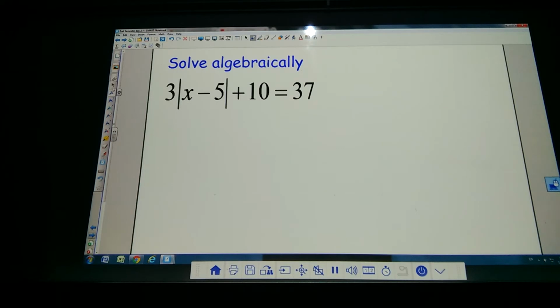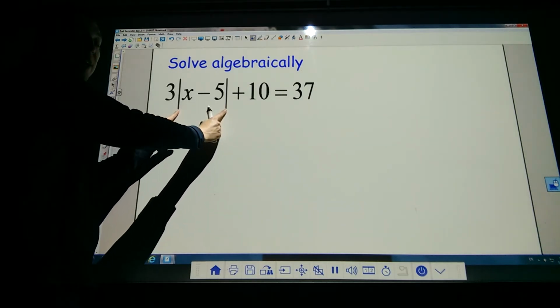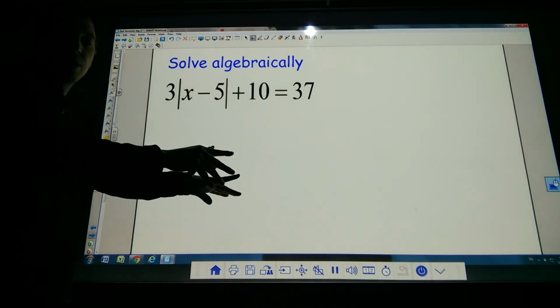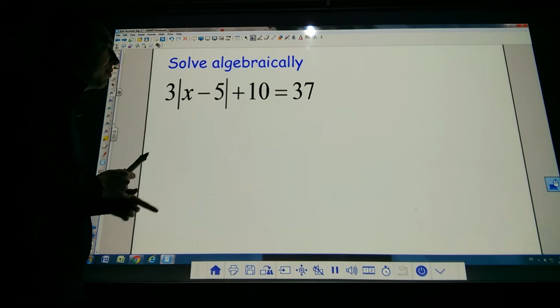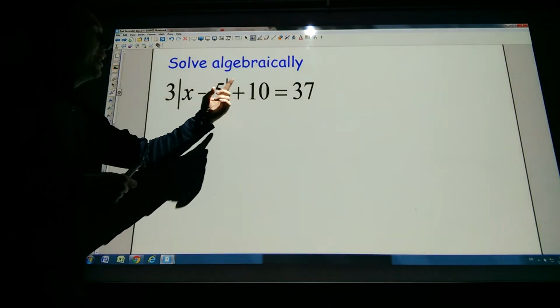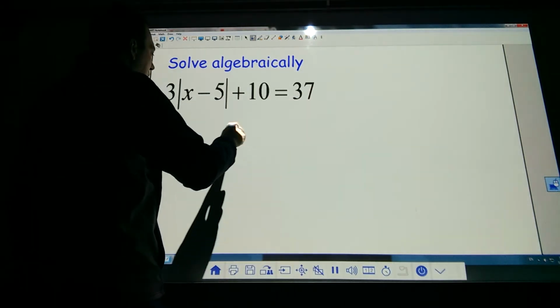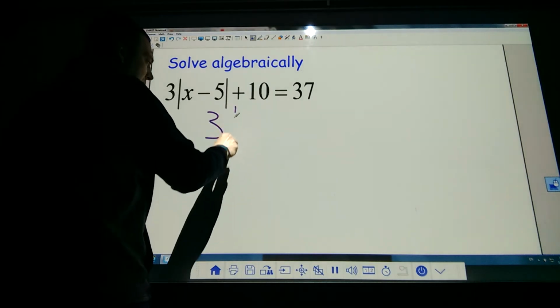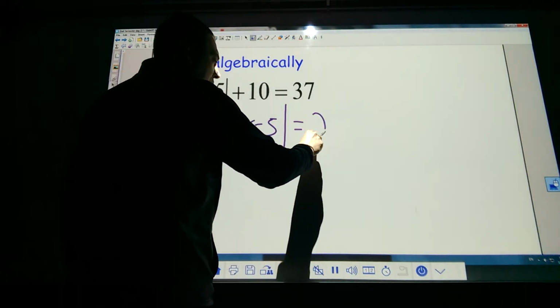All right, we've done this type of problem before. We did it yesterday, but it was simpler. We need to get the absolute value by itself first. So I'm going to have to move stuff over by doing the opposite. What do you think I get rid of first, the 3 or the 10? It's the 10. I'm going to subtract 10 from both sides first. So I'm going to have 3 times the absolute value of x minus 5 equals 27.